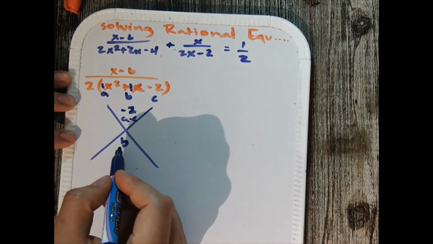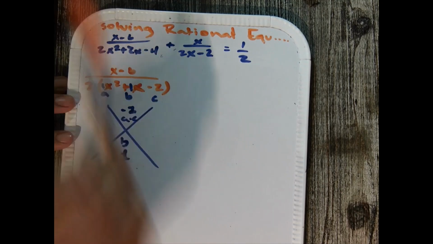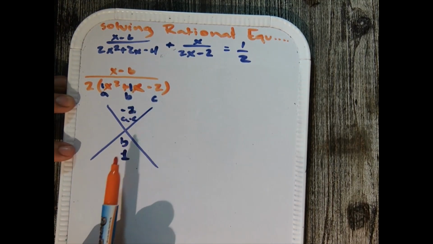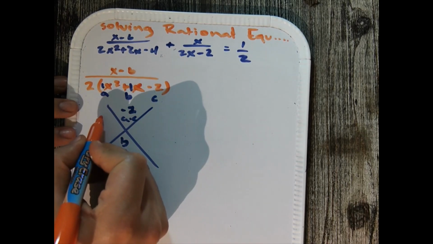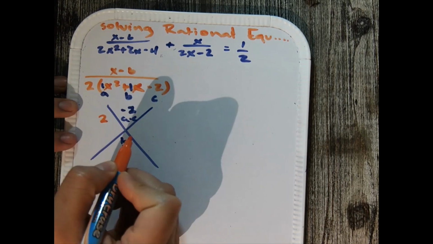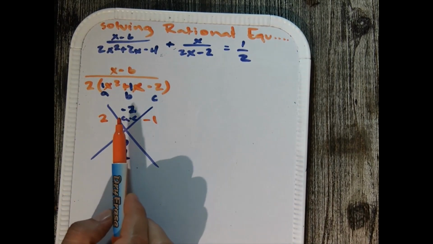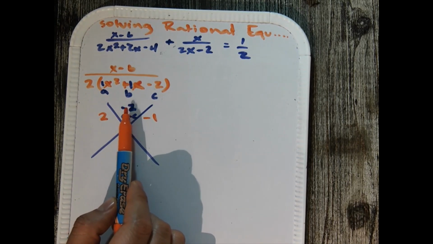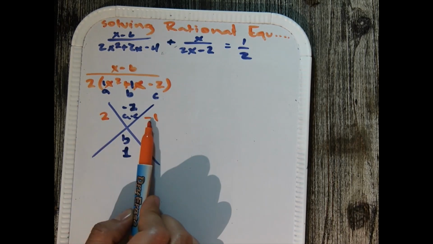My b value is positive 1. So I need two numbers that multiply to negative 2 and add up to positive 1. Those two factors are positive 2 and negative 1. Again, what I needed is two numbers that multiply to negative 2 but add up to 1, and those two numbers are 2 and negative 1.